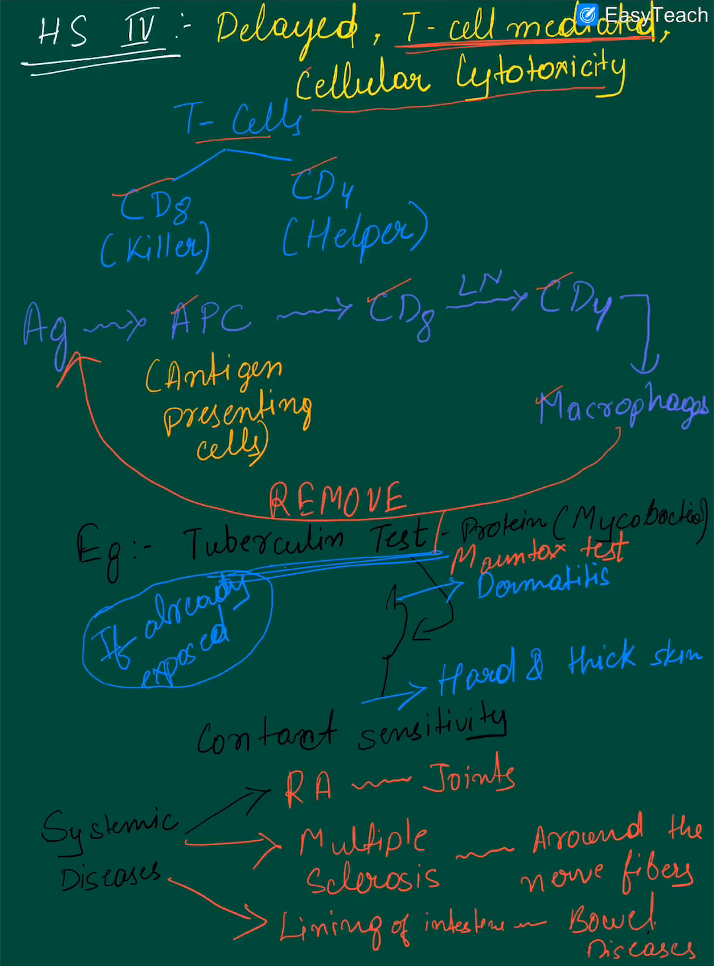So hypersensitivity type 4 is different from the rest, because it is cell mediated while the others are antibody mediated. It has got the T cell mediated name, it is the delayed one, and it is the cellular cytotoxicity reaction. So this was about all the three types of hypersensitivity, their examples with their mechanism. I hope you understood it. Thank you.